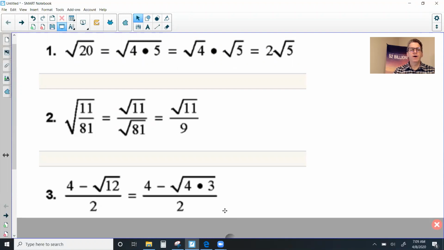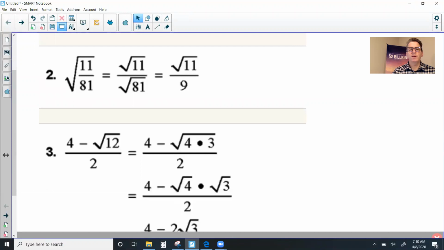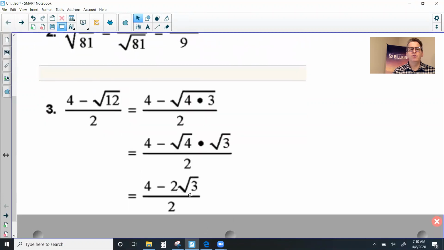Number 3, you're simplifying 4 minus the square root of 12, all of it divided by 2. So with number 3, you've got 4 minus the square root of 12, which can be expressed as the square root of 4 times 3. The square root of 4 times 3 can be expressed as the square root of 4 times the square root of 3, which simplifies down to 2 times the square root of 3.